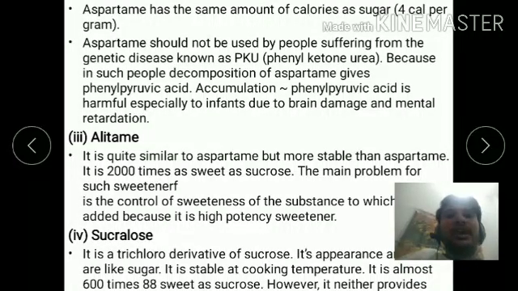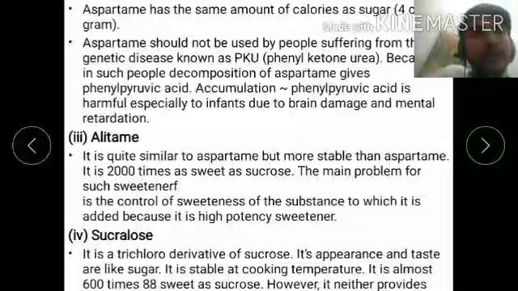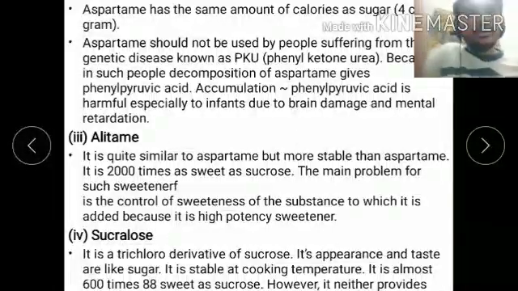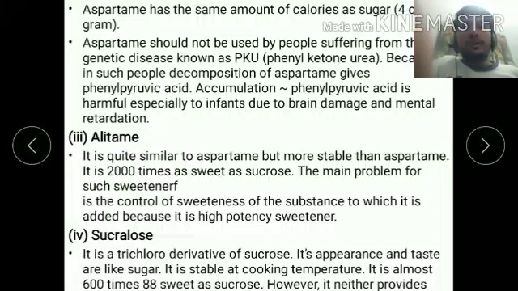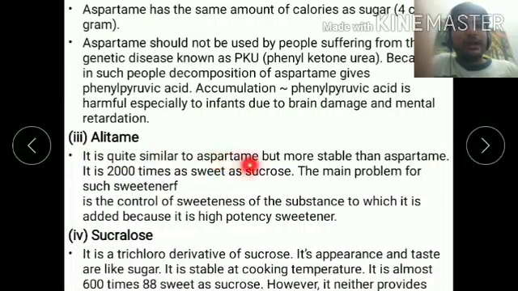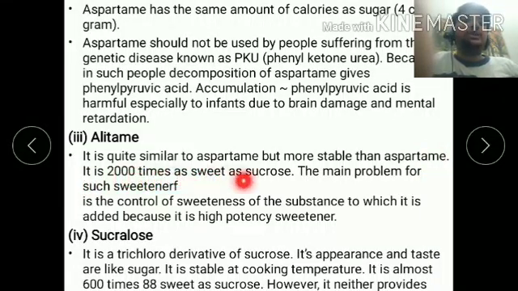The third one is erythema. Erythema is another sweetening agent. It is quite similar to aspartame but more stable than aspartame. It is 2000 times as sweet as sucrose.